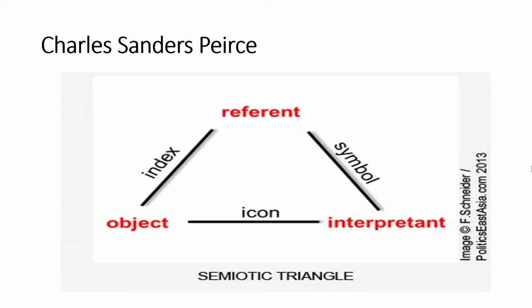And he claimed that actually a sign is something that stands to somebody for something in some respect or capacity. So a sign is something that stands between something and somebody. And I gave you an example of temperature. Yeah? So temperature stands between us and the illness that it is a symptom of.